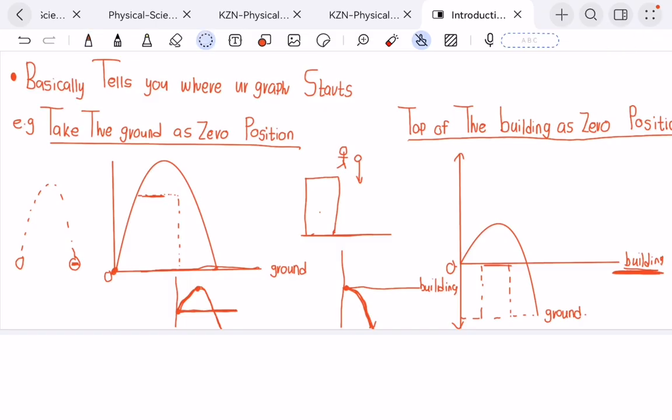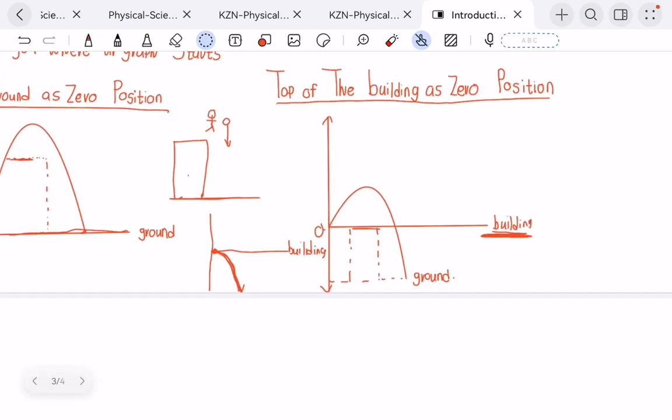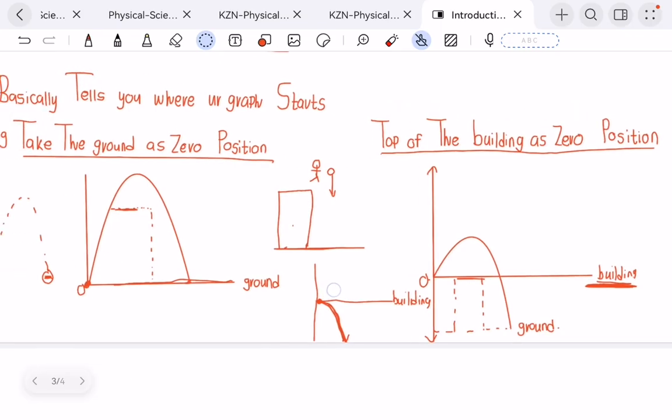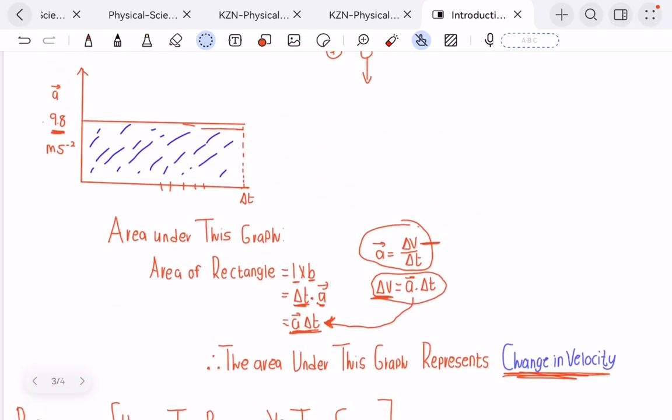We're going to do questions based on this, so you're going to grasp this concept, right? So that is what they are basically telling you when they say to take the ground as your zero position, or take the top of the building as your zero position: the shape of the graph and where the graph should start. So that is it for this video.